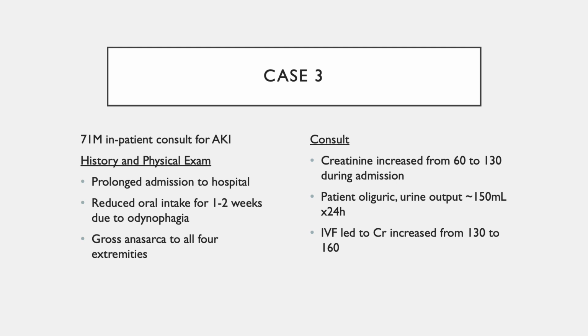Our final case is a bit more challenging. This patient is a 71-year-old male who's an inpatient. He has a prolonged admission and for the past 1 to 2 weeks has had reduced PO intake due to complaints of odynophagia. He has gross anasarca to all 4 extremities and appears warm and wet. His baseline creatinine is 60, which was elevated to 130 on admission. Because of his increasing creatinine, he was trialed on IV fluids, but he continues to be oliguric with a creatinine now at 160.